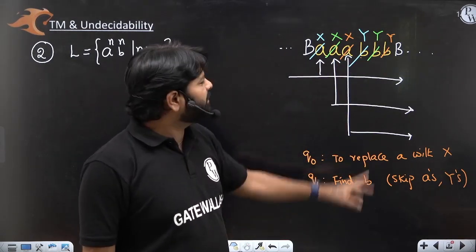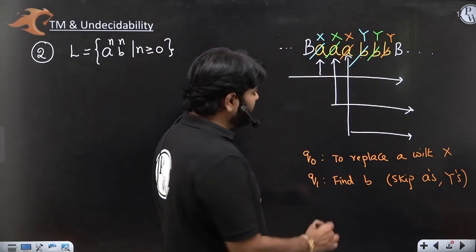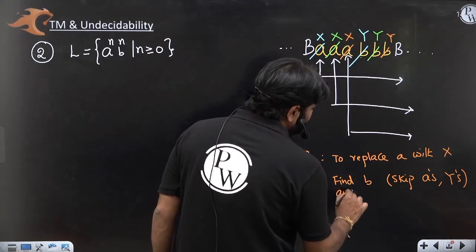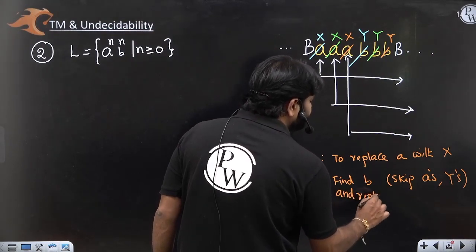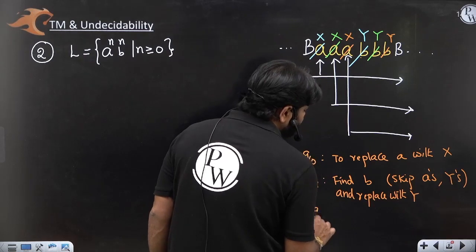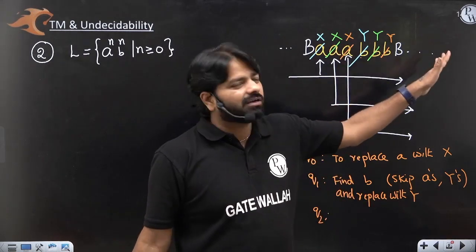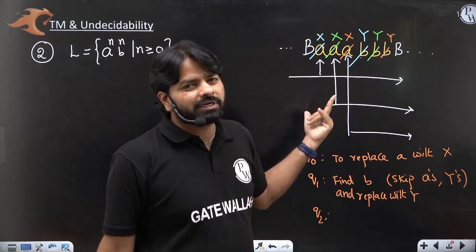When q1 sees the b, it will replace b with y. Find b and replace with y. That is the job of q1. It will give control to q2. So what is the q2 job? q1 is not going to allow you to move right. Now q1 says I'm moving left because my job is over.